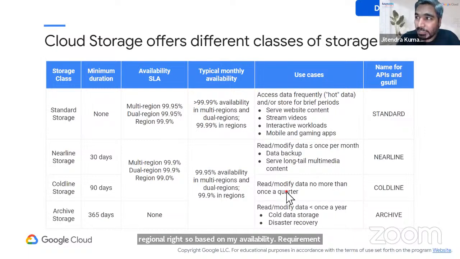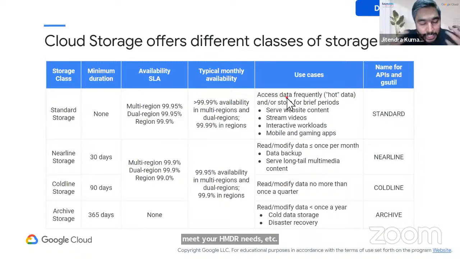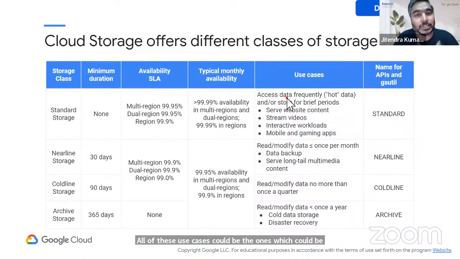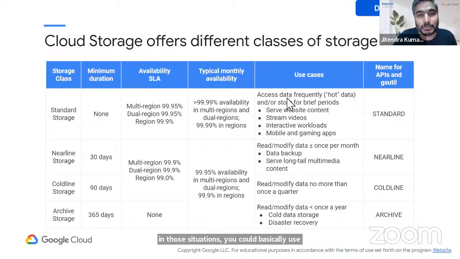Now, I have explained these use cases earlier, but some of the examples are also listed here, like backup copies, if you have to maintain your data or application backups to meet your compliance needs or to meet your HA and DR needs, etc. All of these use cases are situations in which you could use a Google Cloud Storage bucket.